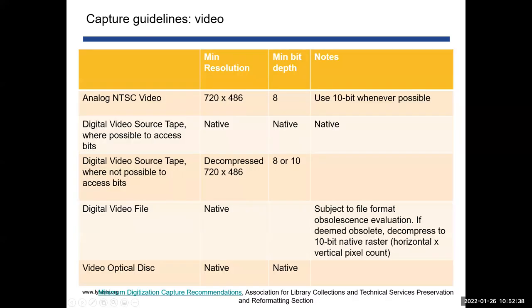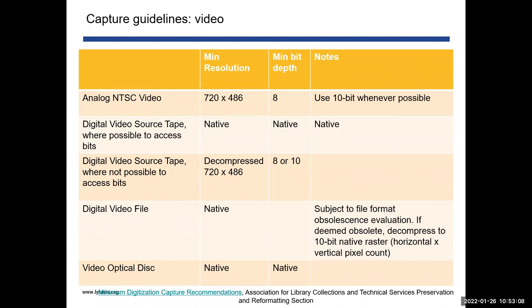Guidelines for video depend on the original format. This is a resource that I find particularly easy to follow for guidelines, but there are others that you can use from federal agencies, digitization guidelines initiatives, or FADGI, or the National Archives. This one comes from the American Library Association, and they give you what is the original format, and then what resolution and bit depth would be good for a preservation level capture.